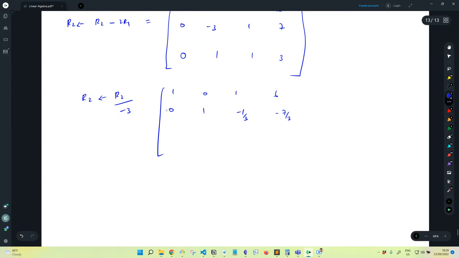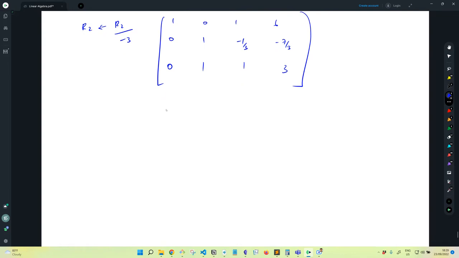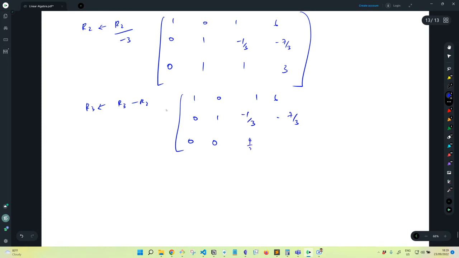Now for completeness, let me go ahead and solve this matrix, and I'll show you that we'll obtain the correct solution. I'm doing minus 7 by 3 here, and let me copy over row 3: 0, 1, 1, 3. Then I need to make this entry 0, so R3 equals R3 minus R2. This will give me 1, 0, 1, 6, 0, 1, minus 1 by 3, minus 7 by 3, 0, 0, 1 plus 1 by 3 will be 4 by 3.